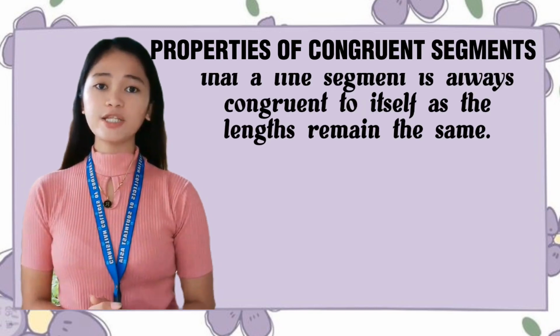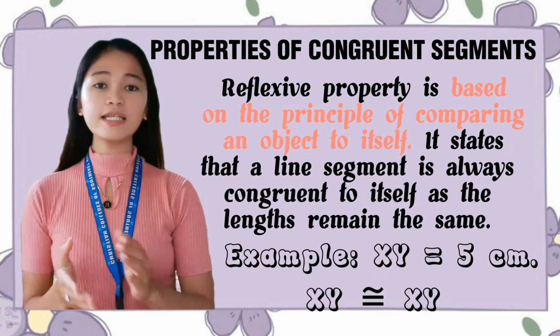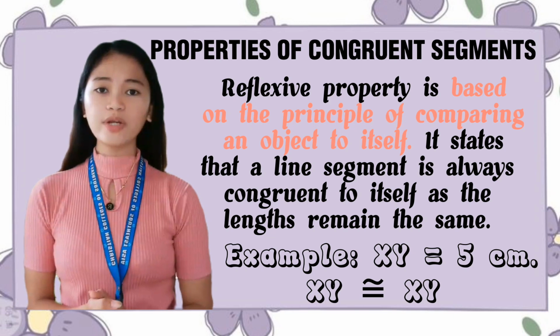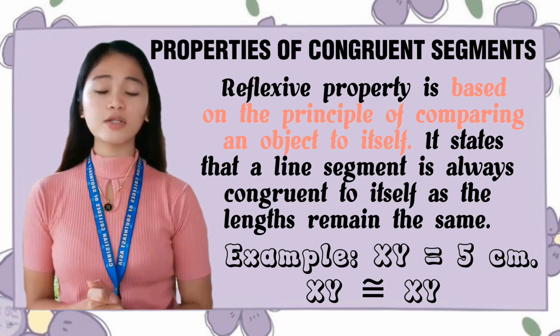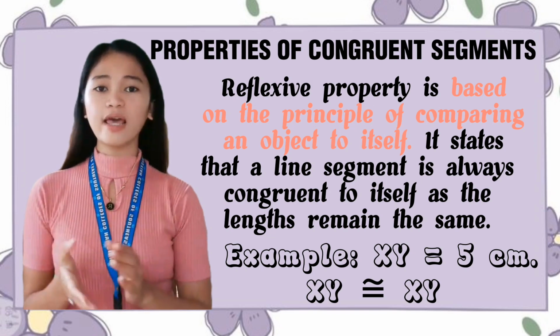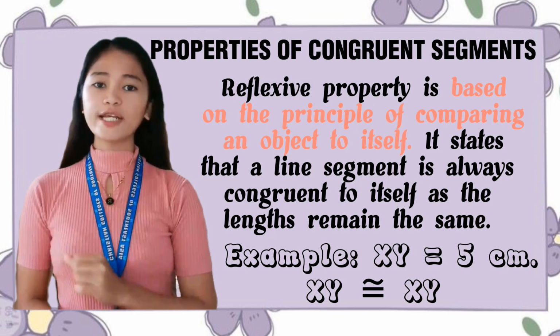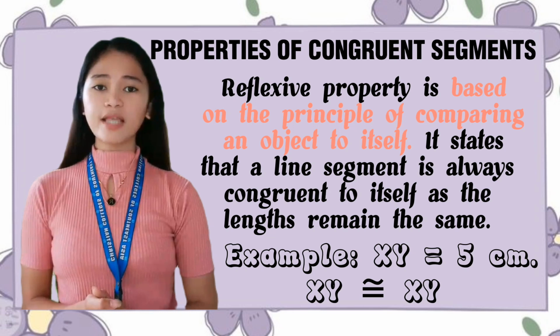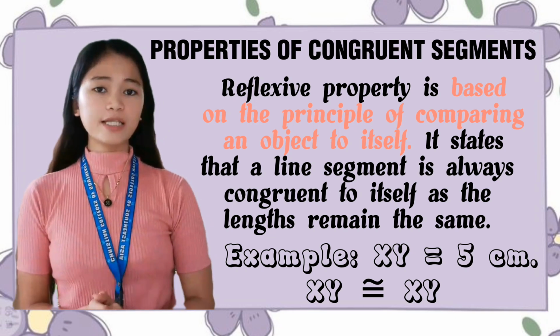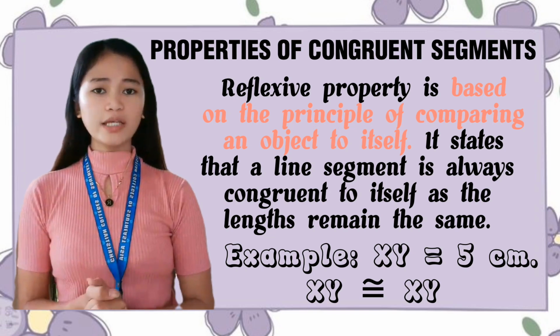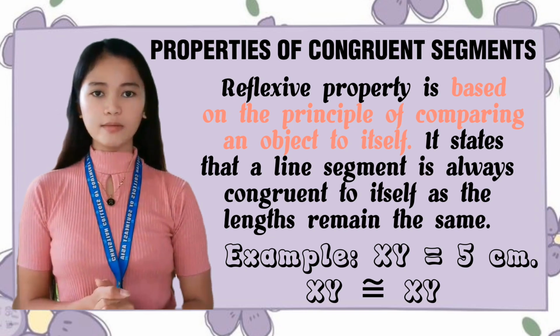First property is the reflexive property. It is based on the principle of comparing an object to itself. It states that a line segment is congruent to itself as the lengths remain the same. For example, line segment XY is equal to 5 cm. By the reflexive property, XY is congruent to XY.